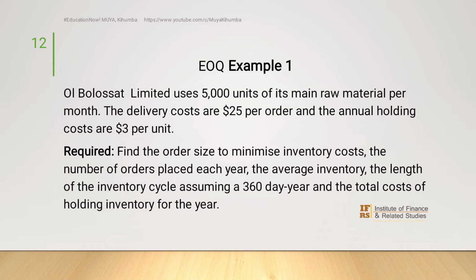We are told Ouroboros Unlimited uses 5,000 units of its raw material per month. The delivery costs are $25 per order, and annual holding costs are $3 per unit. You are required to find the order size that will minimize inventory cost. Now, the order size that minimizes inventory cost is the EOQ, the number of orders placed each year, the average inventory, the length of inventory cycle, assuming a 360-day year, and the total cost of holding inventory for the year.